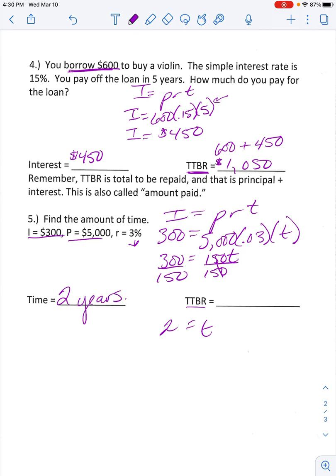Okay. Total to be repaid. We borrowed $5,000. The interest we had to pay was $300. Total to be repaid is $5,300.